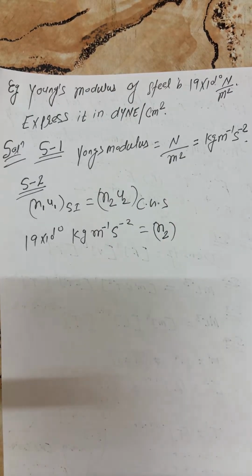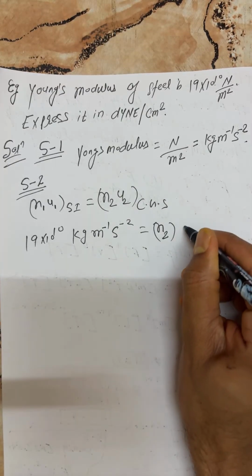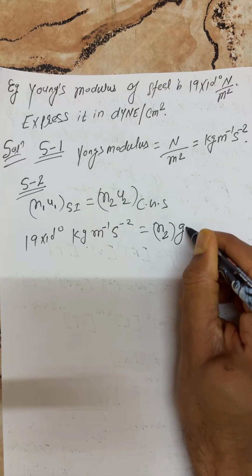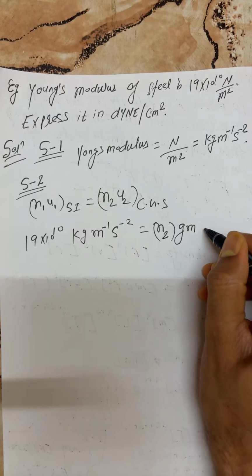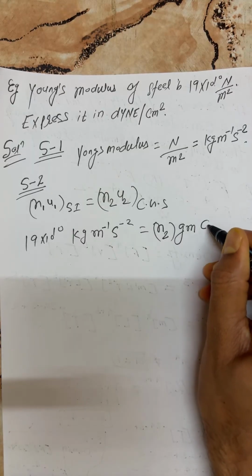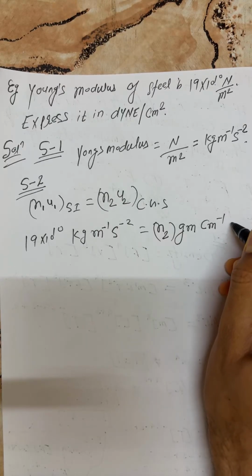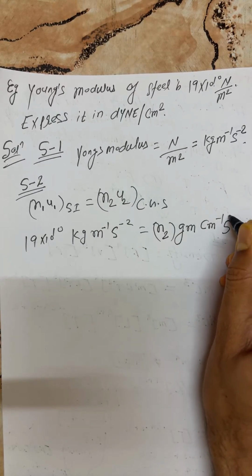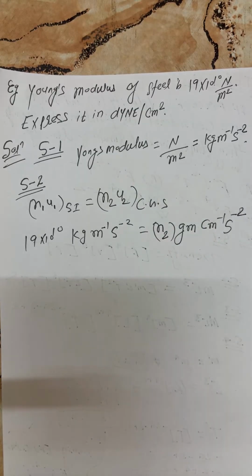Same physical quantity, so you can use the same unit. Kilogram becomes gram, as the mass unit in CGS. Meter becomes centimeter to the power minus 1, and second to the power minus 2.